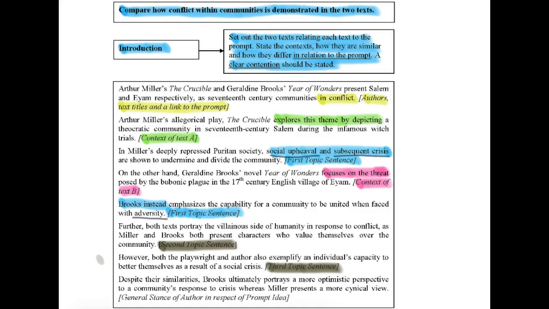And it's important to notice here that we're staying on track. We're making sure that we are addressing the prompt in many areas of the introduction. Okay, and then the last part of this introductory paragraph is where we give an overview of both. So, despite their similarities, Brooks ultimately portrays a more optimistic perspective to a community's response to crisis, whereas Miller presents a more cynical view.